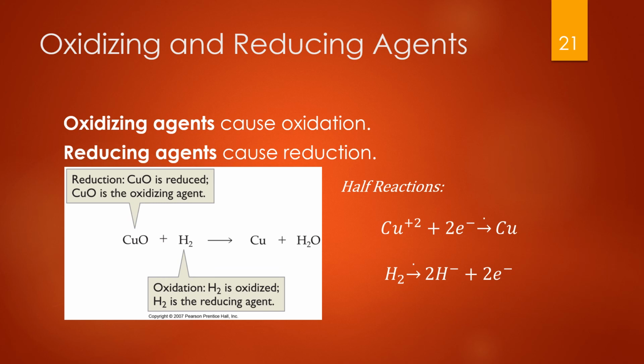Over to the right, I have the half reactions just to show. We have a +2 on copper. It's going from a +2 to a 0. To go from a +2 to a 0, it needs to gain 2 electrons. Hydrogen then is going from a 0 to a plus. That should not be a negative sign. 0 to a plus, so it is, excuse me, losing those 2 electrons.